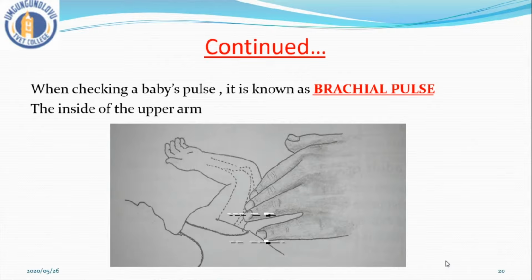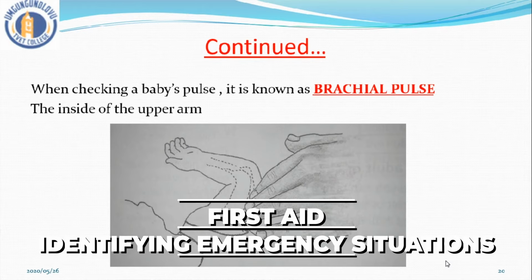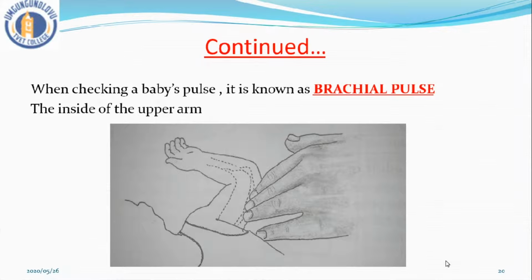In infants, when checking the pulse, it is known as the brachial pulse. That is on the inside of the upper arm. So on babies or infants, this is where we check for the pulse. It can be on either arm.